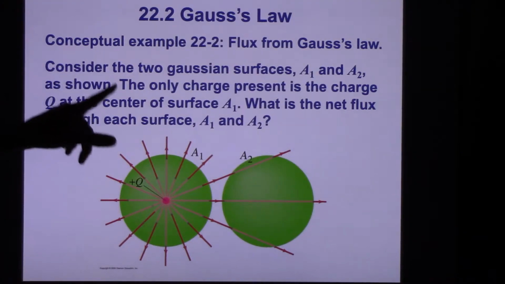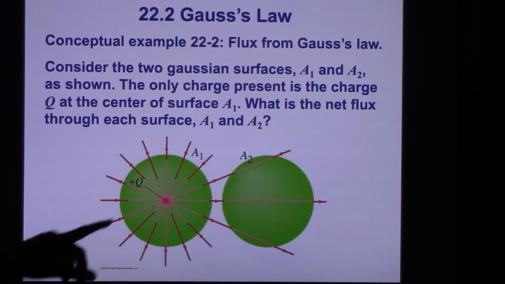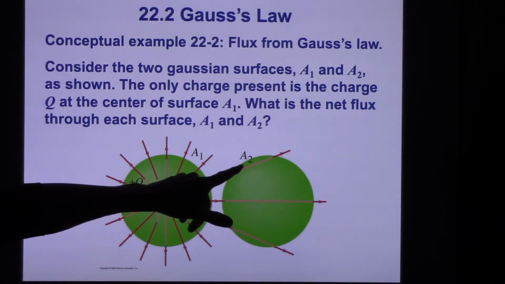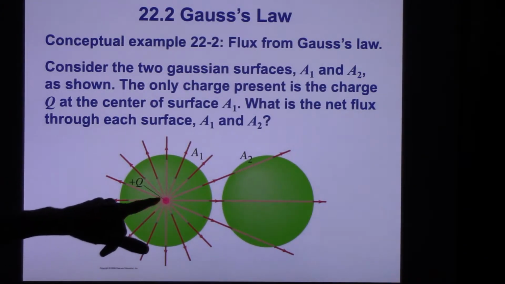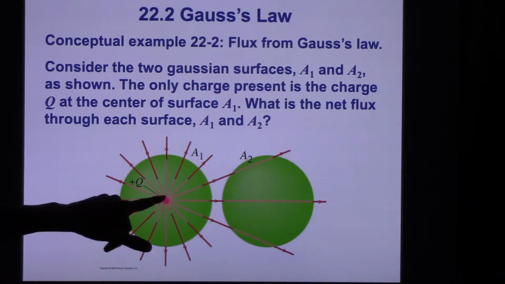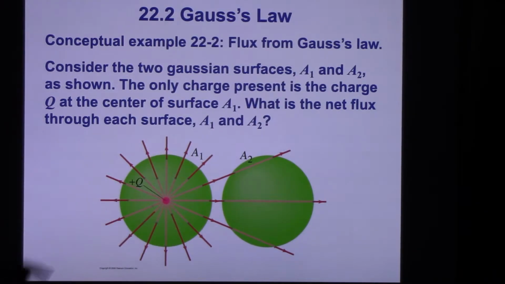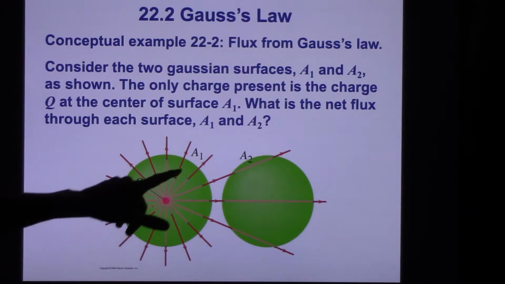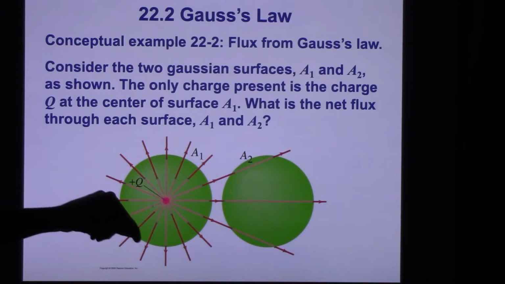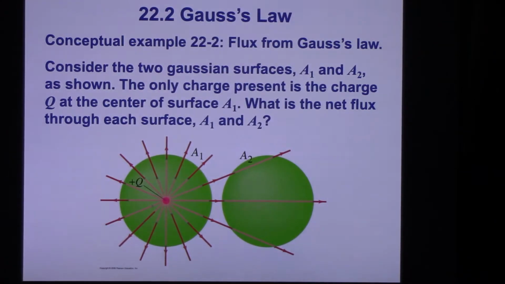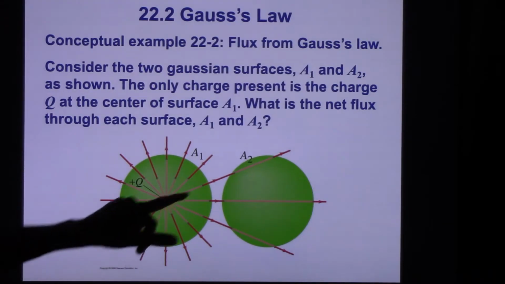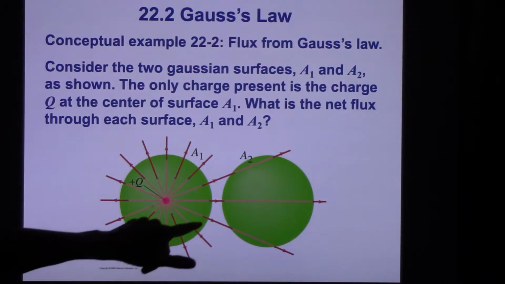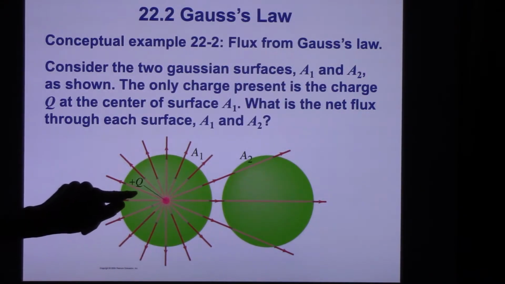Here's another example. It says, consider these two surfaces, surface A1 and surface A2. There's a charge over here at the center enclosed within this volume. So surface A1 has been symmetrically drawn so that it encloses this charge. Now what that says is that the electric field at the surface and at locations outside the surface are going to be given by kq over r squared. If I add up all of these electric field lines, all of the electric field flux is proportional to the amount of charge enclosed.